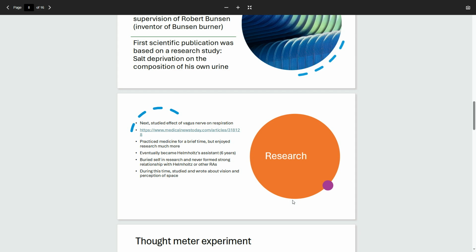It said in the book that he buried himself in research and never formed a strong relationship with Helmholtz or other research assistants. During this time, he studied and wrote about vision and perception of space. So in addition to what he did on the vagus nerve and on urine composition, he also looked at this. And with that perception of vision and space, you can see elements of the physiological coming into play here.